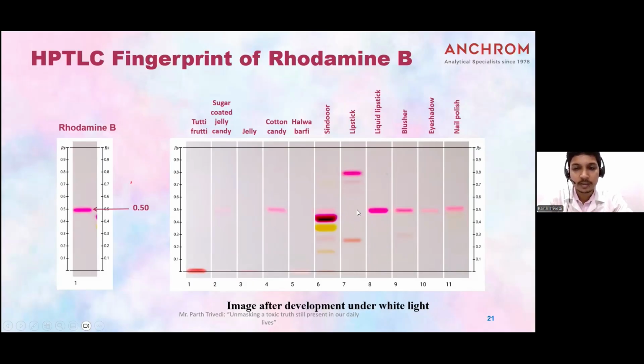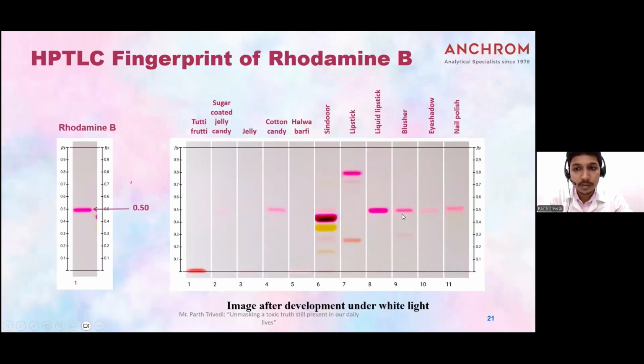They check it. That's why there is no presence of rhodamine. Where you can see the same pink color over here, this spectrum does not match with rhodamine B. So that means this is some other dye which they have used for coloring purposes. Whereas you can see in liquid lipstick, there is rhodamine. It's a very nice, bright color. We can see it over here.